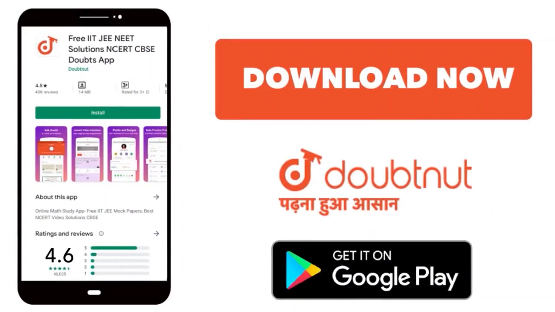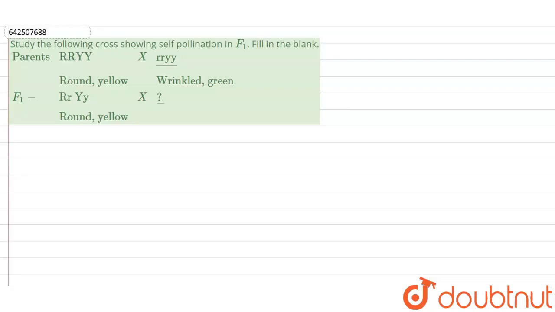In this question, we have to study the given cross for self-pollination in F1 and fill in the blank that has been given. So in place of this question mark, what kind of genotype is going to be there, that we have to predict. Now the cross which is given is a typical dihybrid cross.